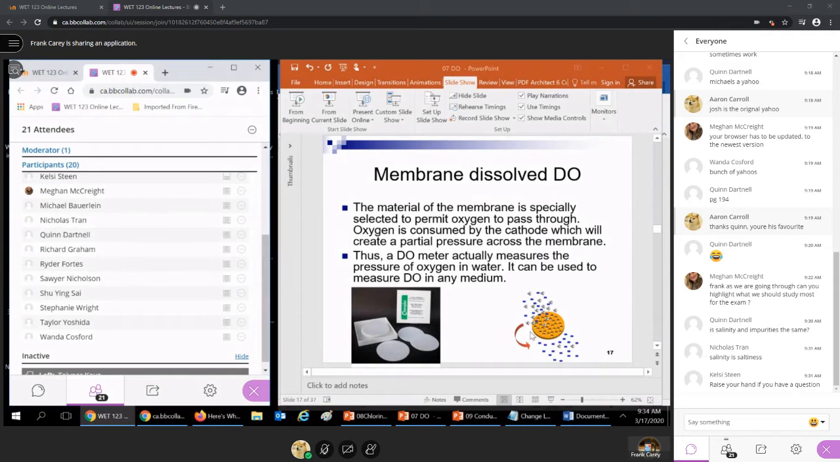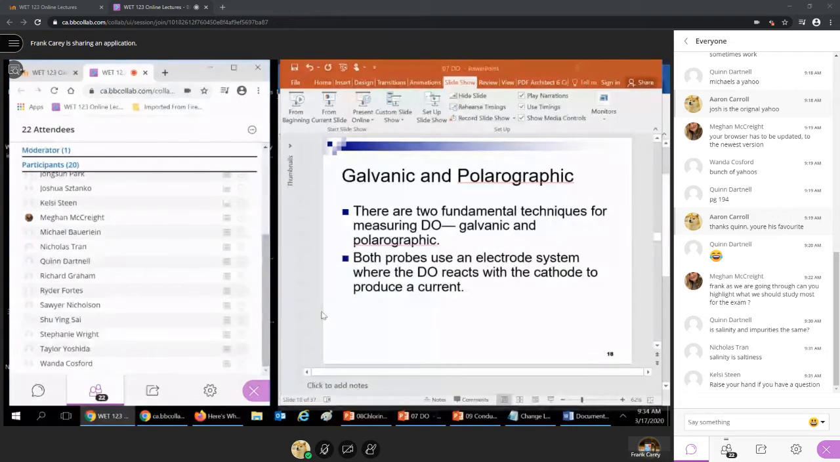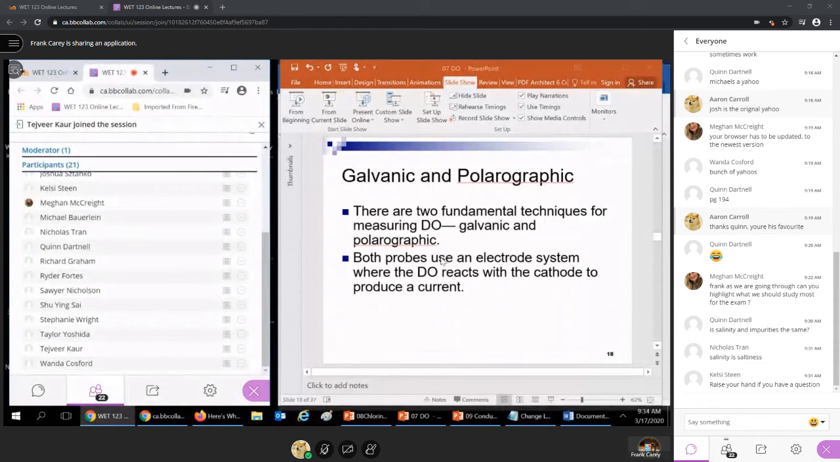So I mentioned the permeable membrane, and it's quite easy. Unfortunately, those who have not done the lab will have to see them next semester. But you can actually see the membrane on these, as opposed to an LDO, which just has a flashing light. There are 2 fundamental techniques for the membrane DO sensors. The first is a galvanic DO probe, and the second one is a polarographic or a potentiometric.